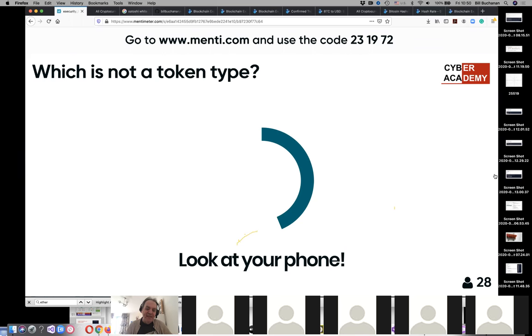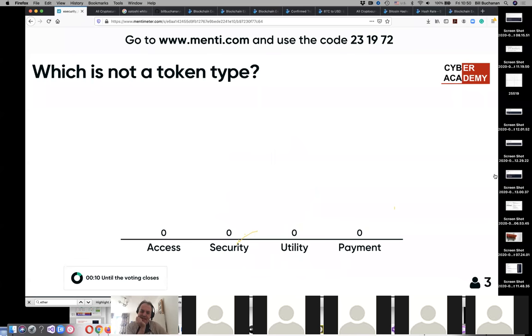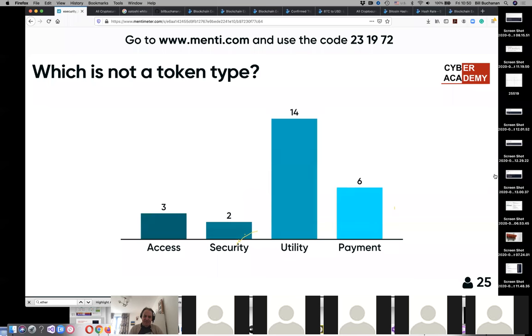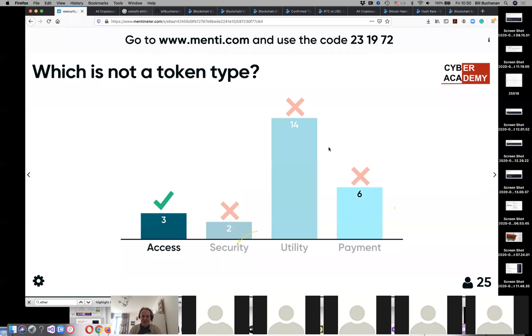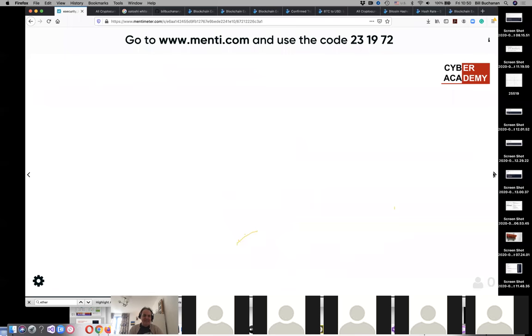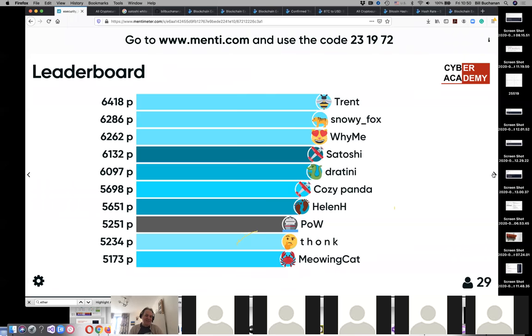I just put this one in. There's token types. This is a random one. Access tokens, security tokens, utility tokens, and payment tokens. It's a kind of random question. There's three types of tokens that you can create with your blockchain. And it's access. You can get a utility token. It's a fairly random question.